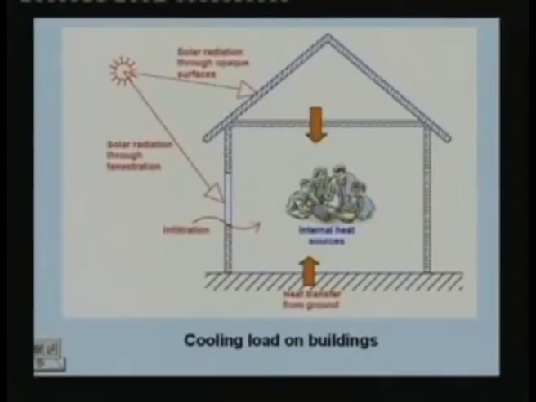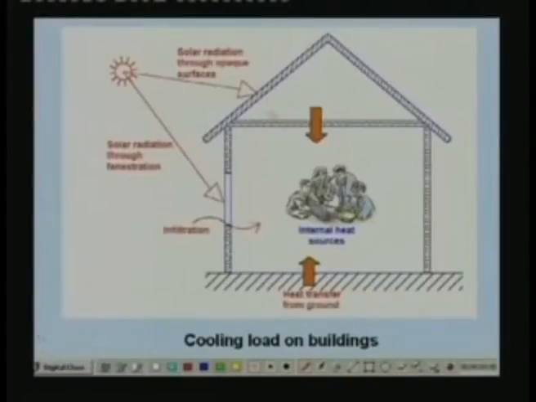For example, what is shown here is a typical building. So, it is subjected to solar radiation. So, heat transfer takes place to the building because of solar radiation through opaque surfaces, through fenestration. Similarly, heat transfer also takes place from the ground. Heat transfer takes place due to infiltration. Infiltration heat transfer consists of both latent as well as sensible. These are the external loads.